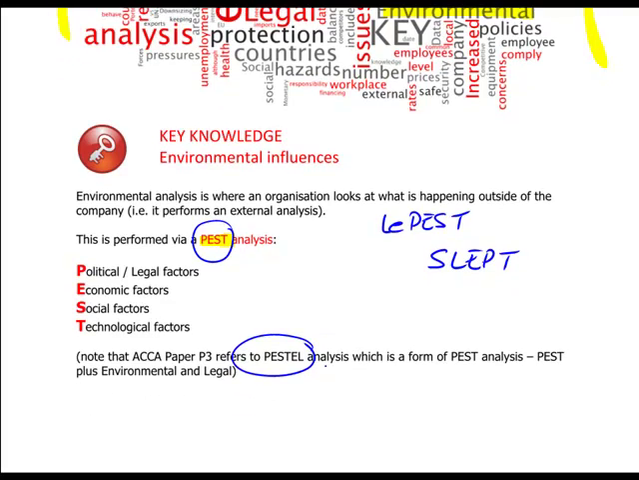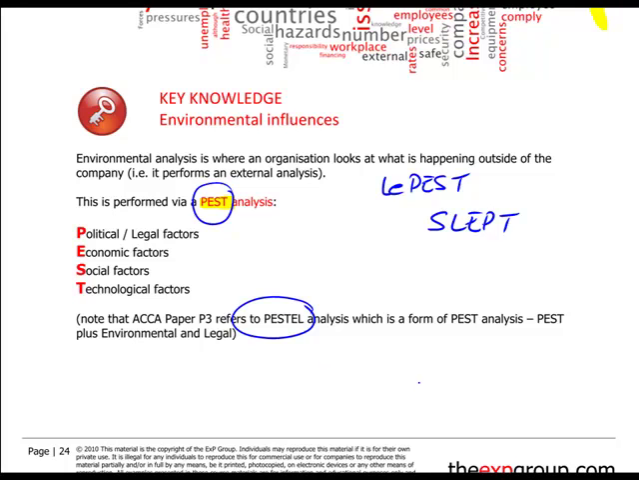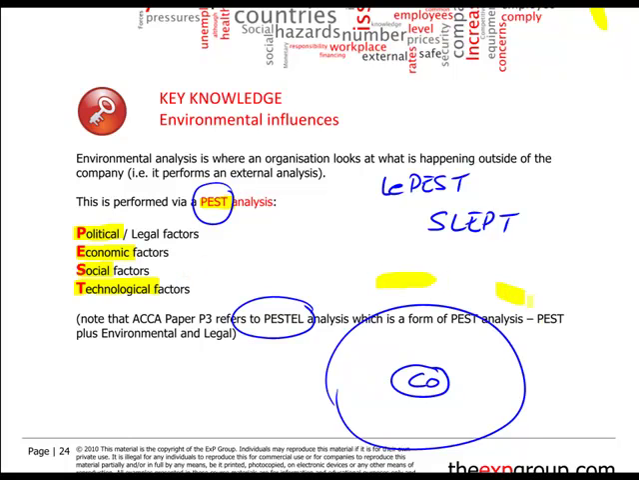In effect we have the company or the organisation, and the environment is the big picture around the company. So we have political and legal, then economic factors, social factors, and technological. All of these factors are outside the company.